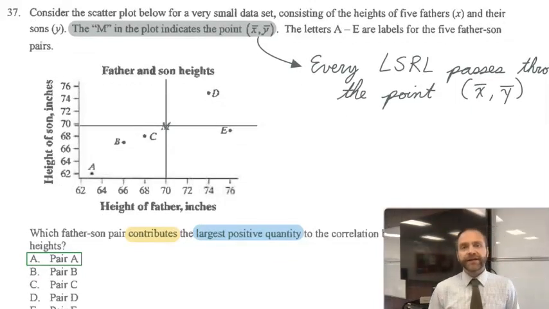The main takeaway here is that every least squares regression line passes through the point x bar, y bar, and if you're looking at which contributes the most to your R value, it's how far does it deviate from those values. In other words, the standard deviation, as I was saying, the z-score from those would tell you. And that is question 37.